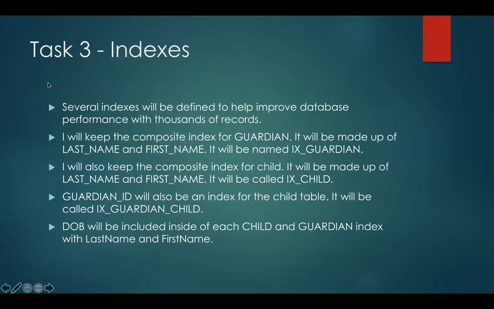I created some indexes to improve performance. I am going to keep the idea for the composite index for a guardian. So it will be last name and first name, but I have also opted to include the date of birth in the guardian and child one. And the child one is last name, first name, and then obviously date of birth. And guardian ID will also be an index for the child table.